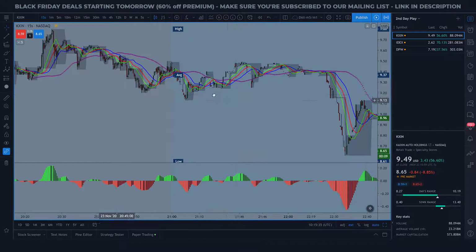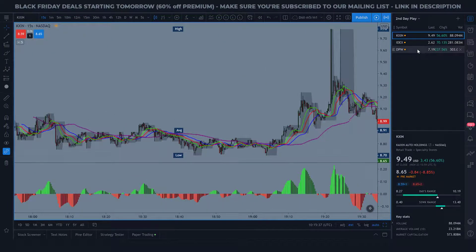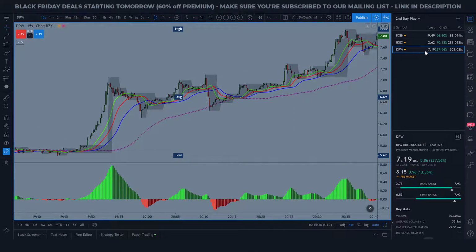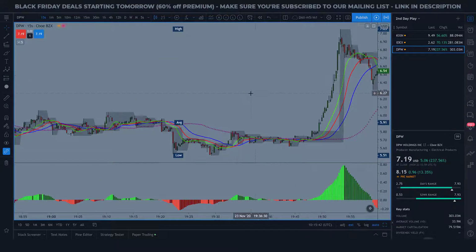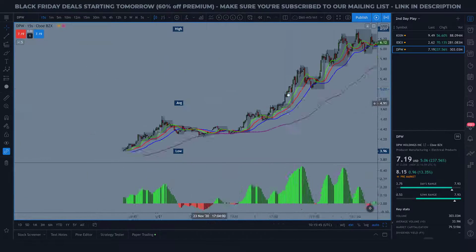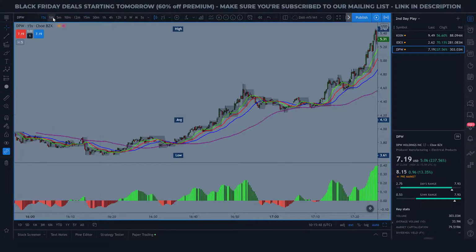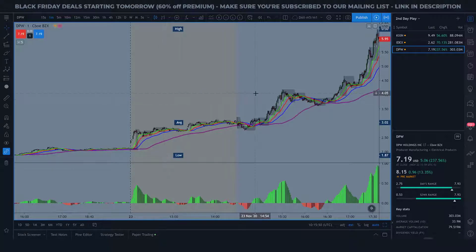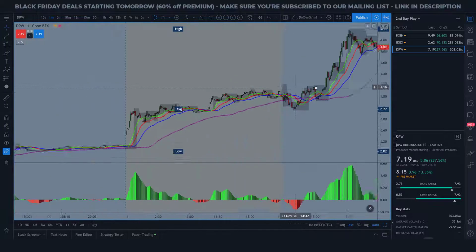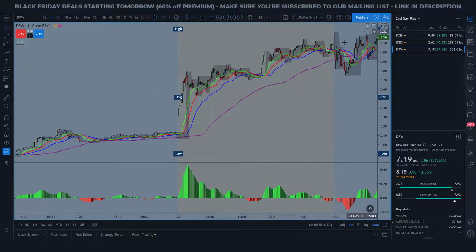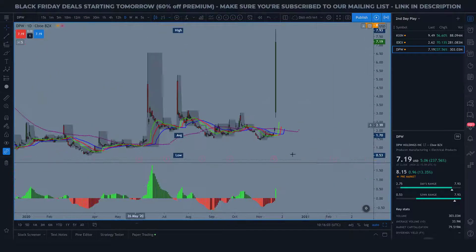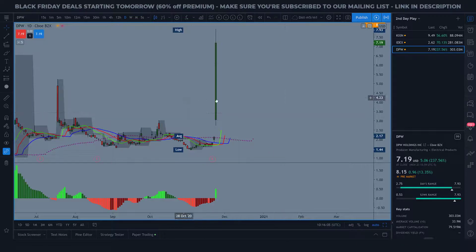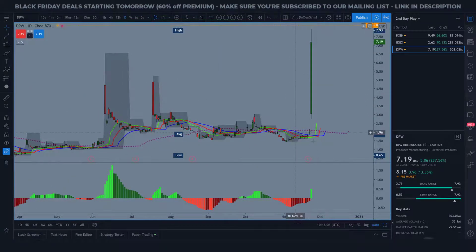I think KXIN was moving yesterday. This one was actually moving yesterday, DPW. So it didn't start. Let's go to the 1 minute chart. So as you can see, it didn't start here at the beginning. And if you look at the daily chart for this stock, it has a crazy move up, but before that it wasn't really something.